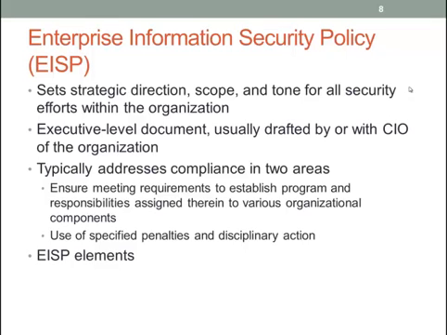This is an executive level document, usually drafted by or with the input of the CIO, the Chief Information Officer of the organization, and it's not generally too long, anywhere between 2 to 10 pages in length. When this policy has been developed, the Chief Information Security Officer usually begins forming the security teams and initiating the security system development lifecycle process, which we'll talk about in a little bit.